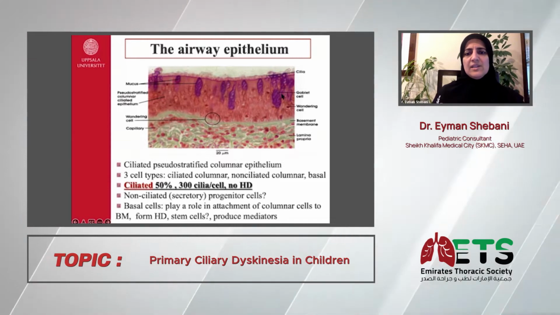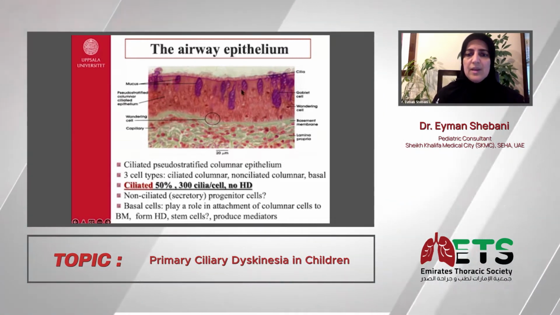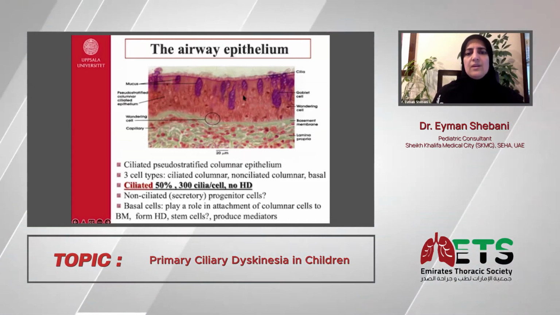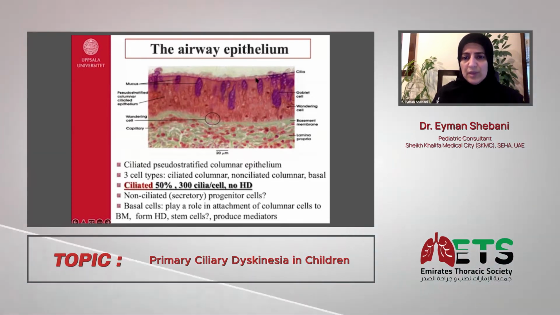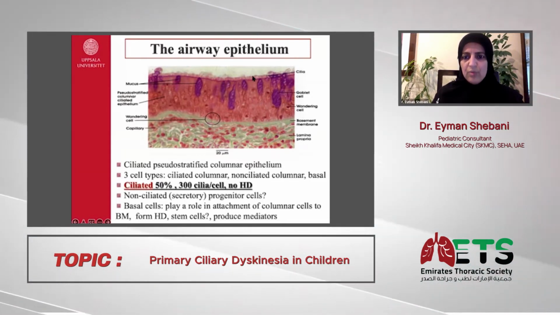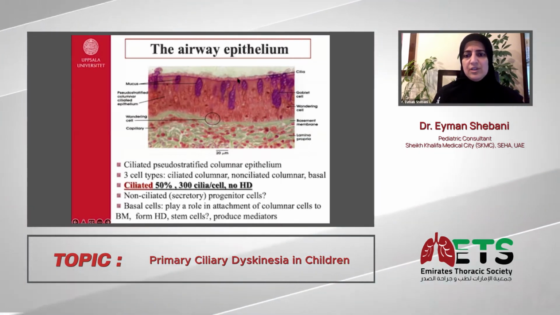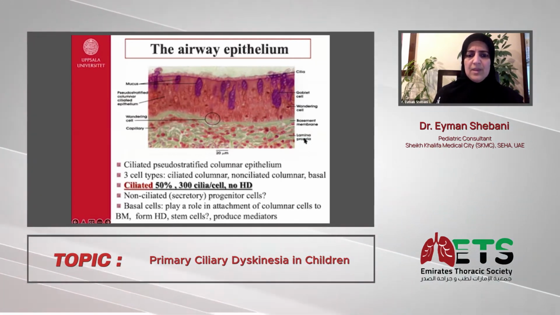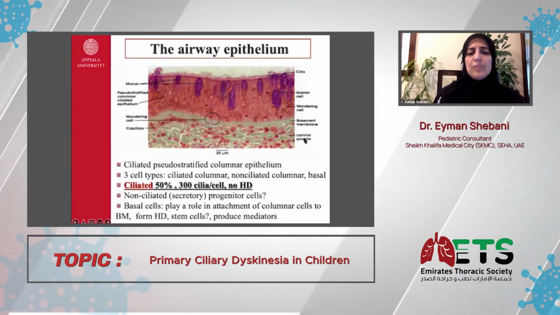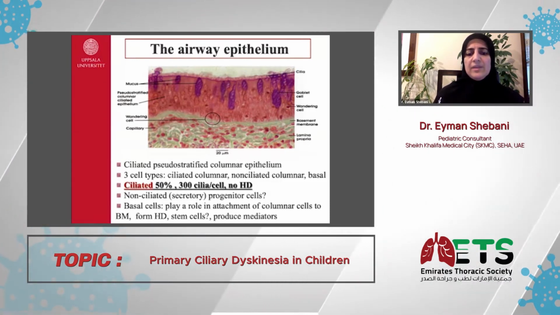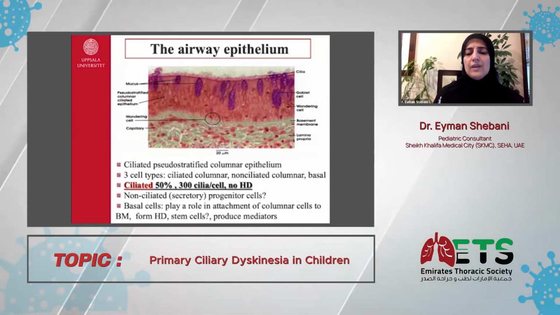Okay, so this is a light microscope image of the airway epithelium, and you can see here where I'm moving the arrow, this is the cilia, like a ciliary brush here on the top. And the ciliated cells actually comprise 50% of the whole airway epithelium, and there's usually about 300 cilia per cell.